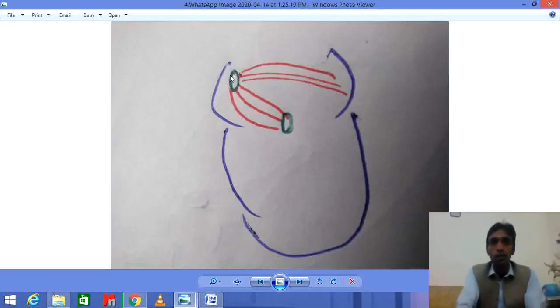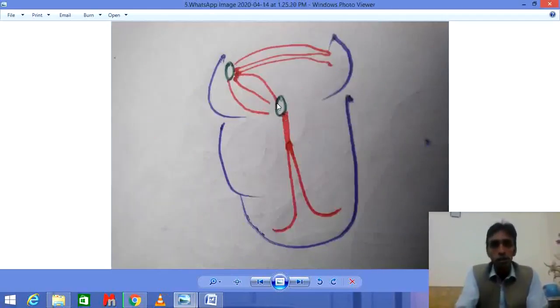This generates its own signal, and that signal is transferred from the SA node to the AV node. That is also transferred from the SA node to the left atrium of the heart. Now from the AV node, you can see the other bundles, the fibers, arise. This fiber goes from this area to this area. This is called the bundle of His. This is very thick in size. That is why I have made it a little bit thick. This is the SA node. This is the AV node.